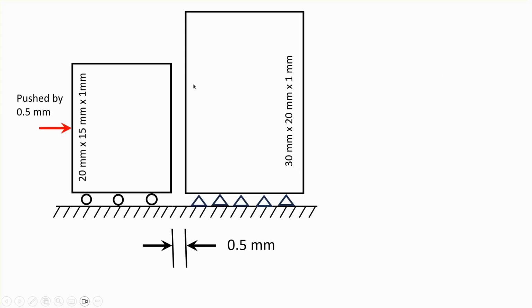So we have a block here, which is clamped at the bottom, and we have a block that's being pushed to the right, and there is an initial gap of 0.5 millimeter between them. You can see that, okay?